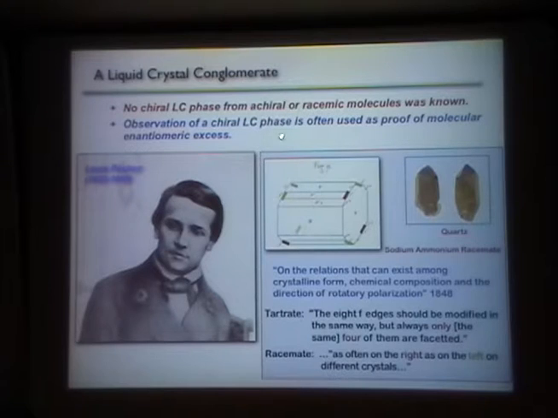The observation of a chiral liquid crystal phase basically was taken as proof that the molecules had to be enantiomerically enriched. There was no way you could get a chiral phase without having chiral molecules. That was just the conventional wisdom. That was the dogma. Everybody thought that. It was a rule, right? Just like RNA cannot be catalytic, right? That was a rule in biochemistry until Tom Cech proved it could and won a Nobel Prize.